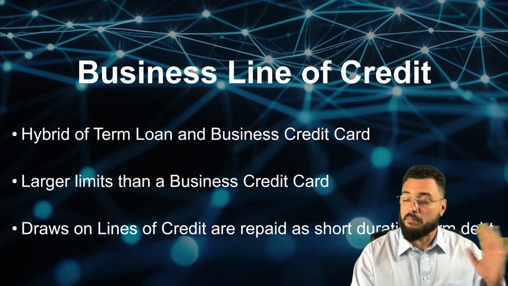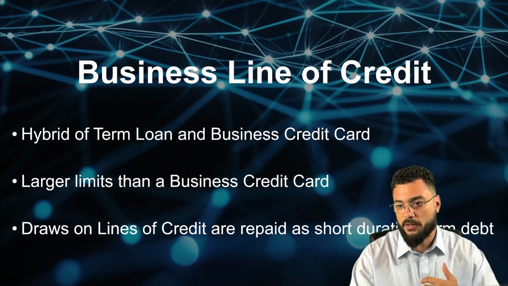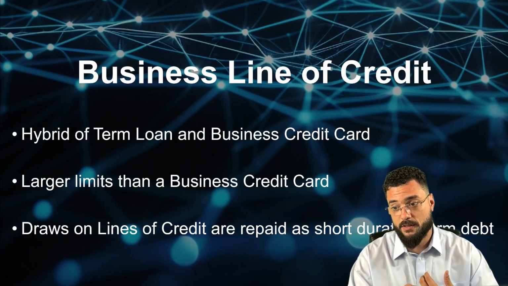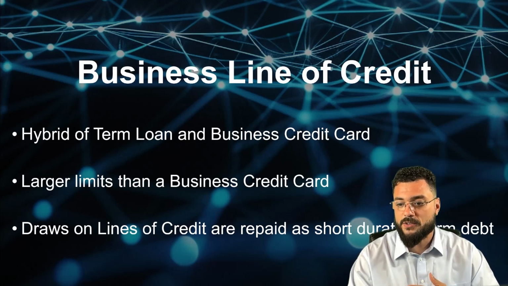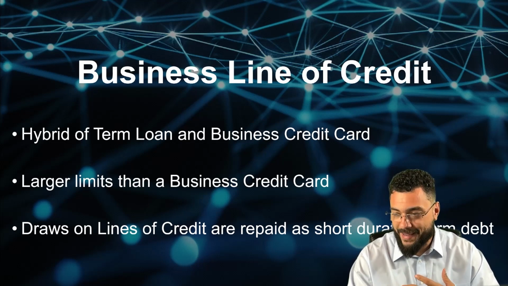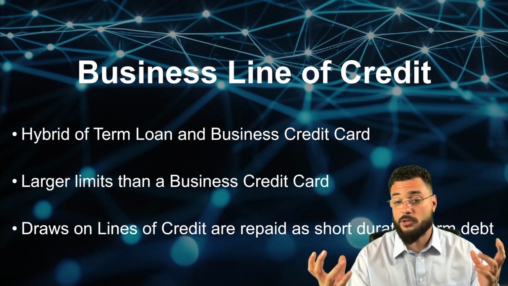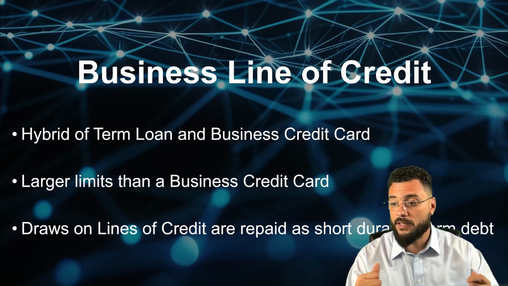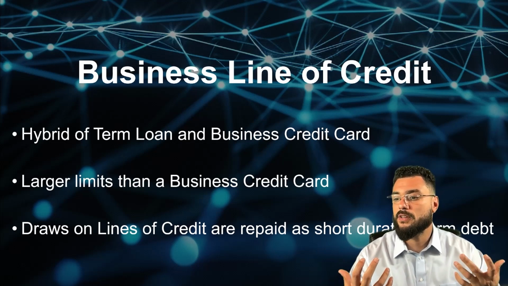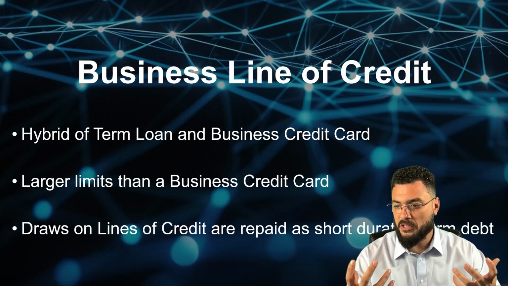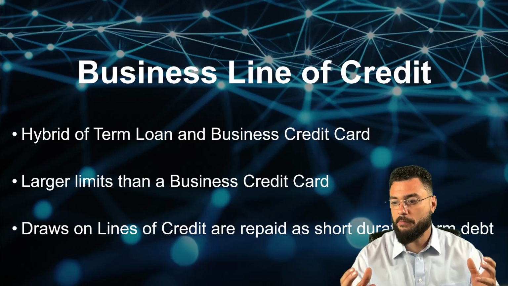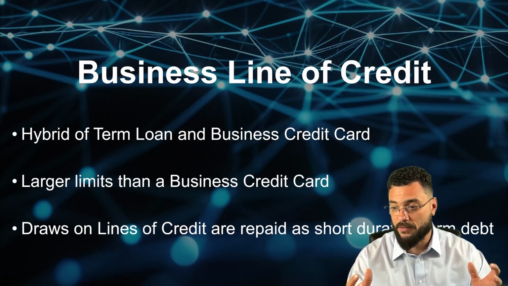And then we have business lines of credit. So a hybrid of a term loan and a business credit card, with much larger limits than a business credit card. And draws on lines of credit are repaid as short duration term debt. So let's say you have a $100,000 line of credit, you draw $30,000 on it. That thing turns into a mini term loan. We'll pretend that the payout period is 6 months at 18%, right?